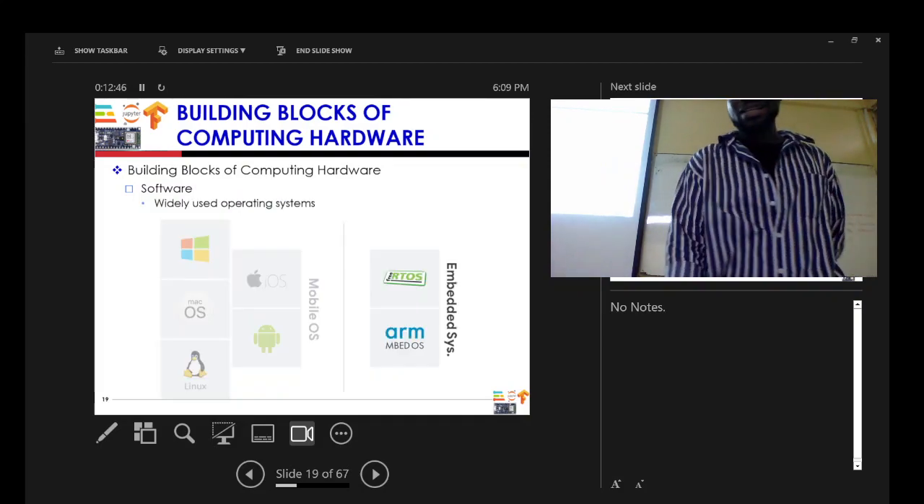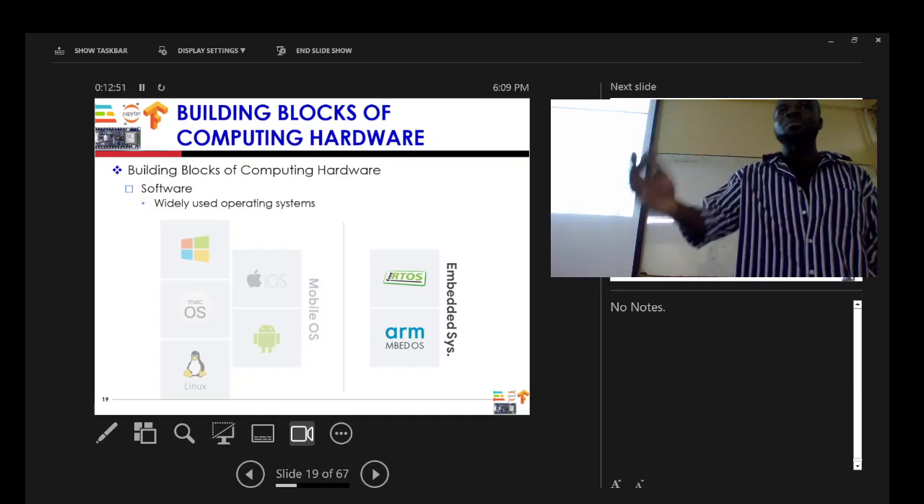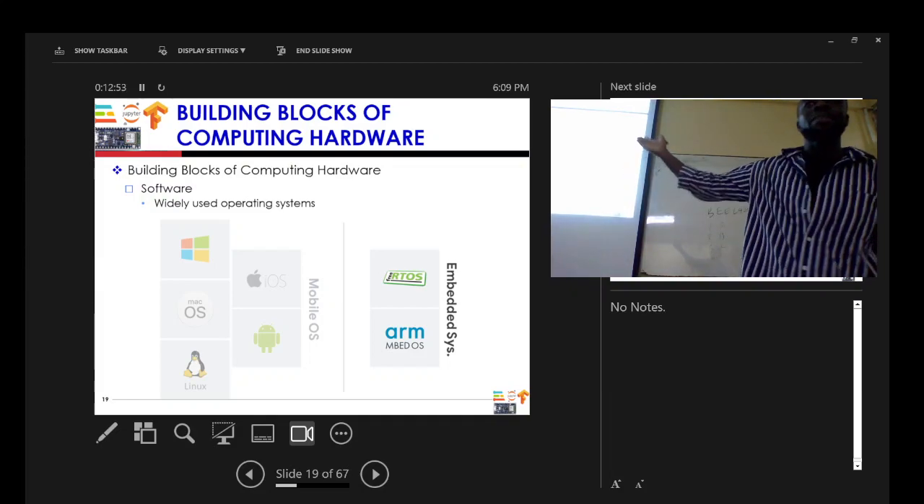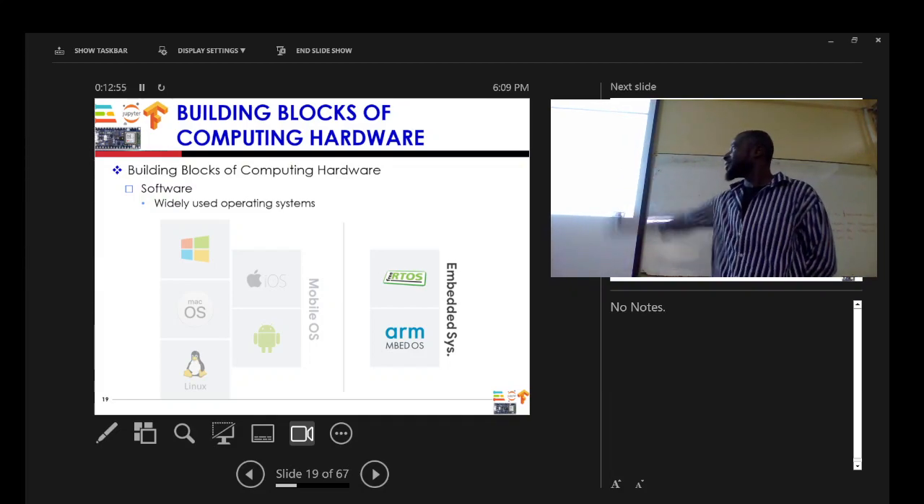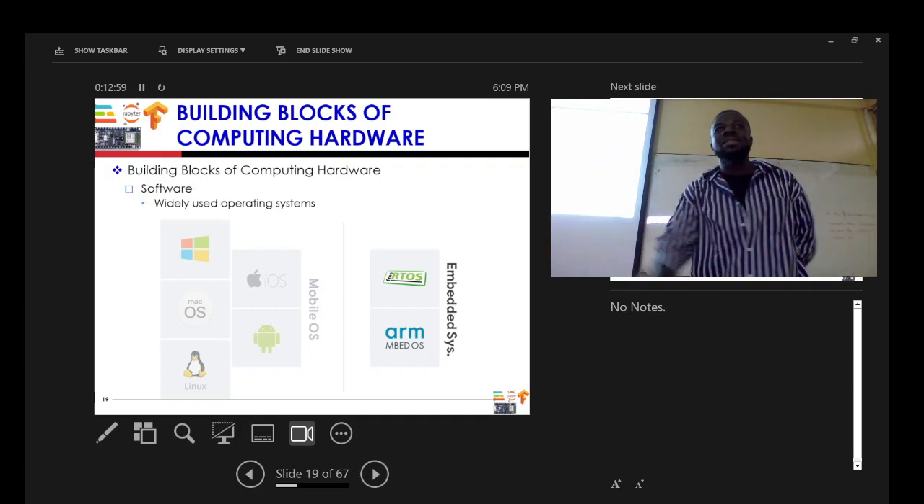So when we look at general laptops, we know that we have operating systems like Windows, right? Then we have macOS, and then we have Linux, right?